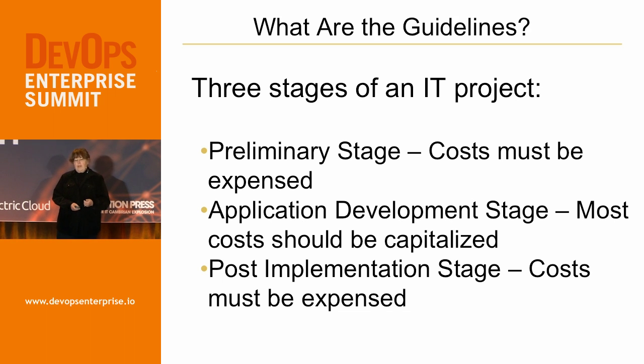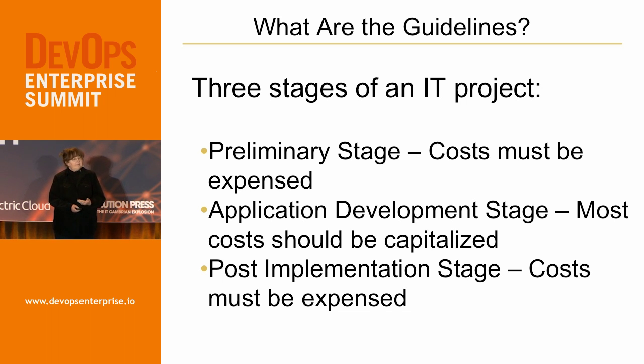So it starts by having the essence of the guidance. This is not only SOP 98-1, but ASC 350, and also other guidance throughout the world, that there are 3 stages of an IT project defined. The language they've used is to define the preliminary stage as those costs that must be expensed.